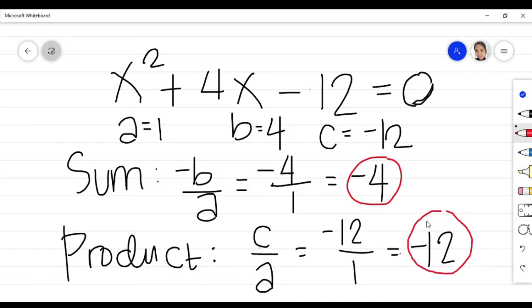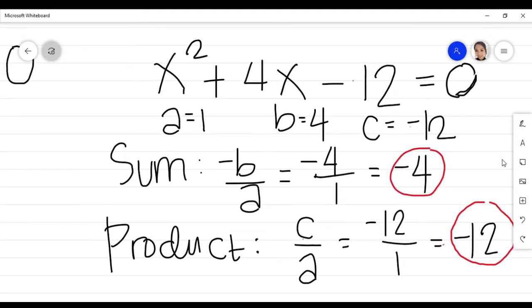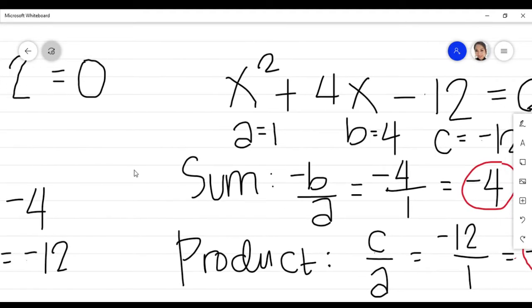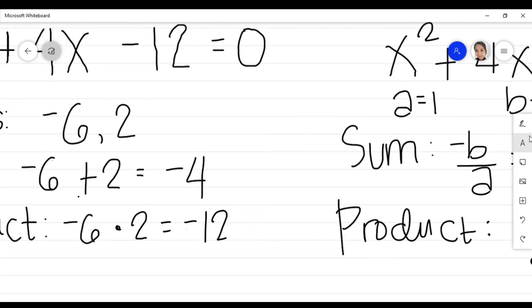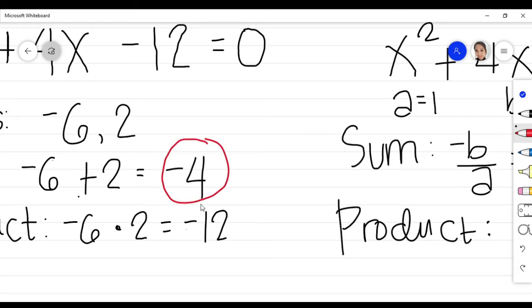So you see, we do not know the roots of this quadratic equation, but we know that the sum of the roots of this quadratic equation is negative 4, and the product of the roots of this quadratic equation is negative 12. Now let's see if we got the same value for the sum and the product of the roots, if the roots are given and if the roots are not. So obviously we have the same answers. The sum is negative 4 and the product is negative 12.